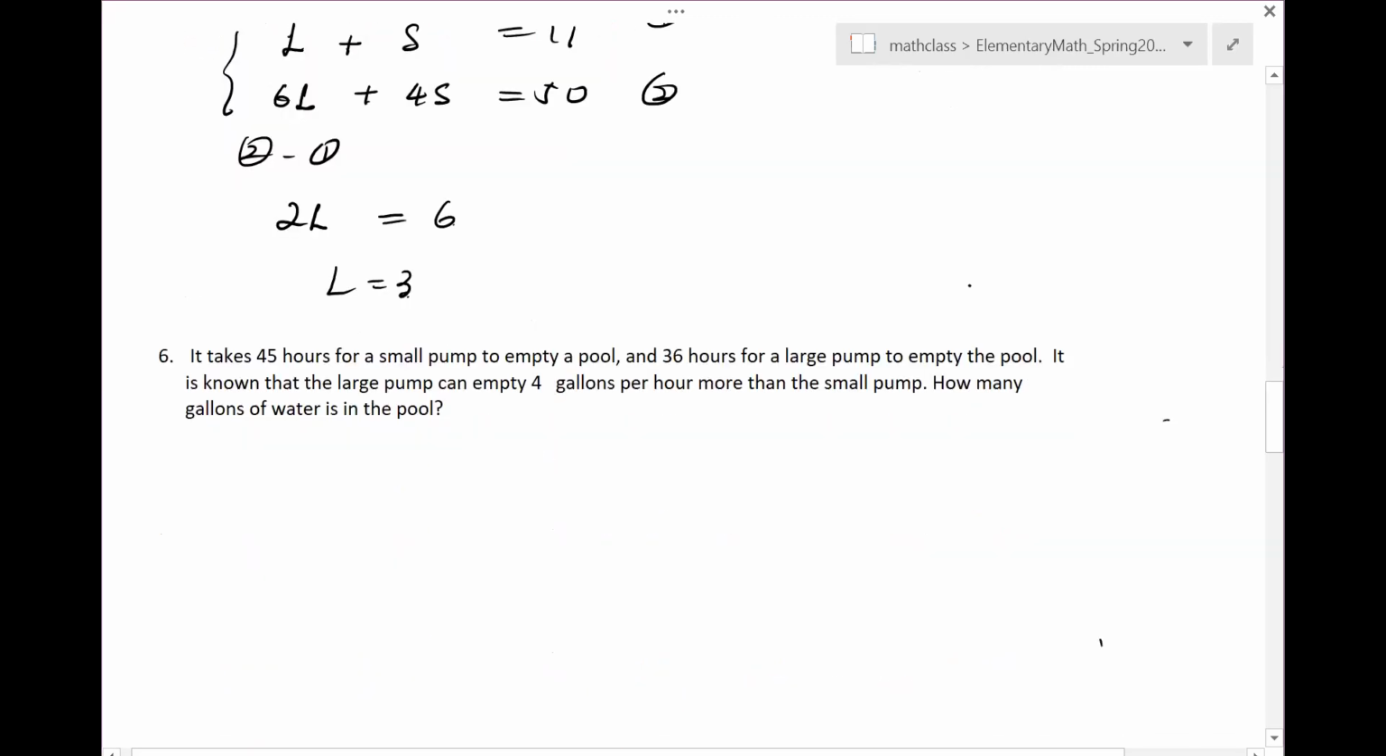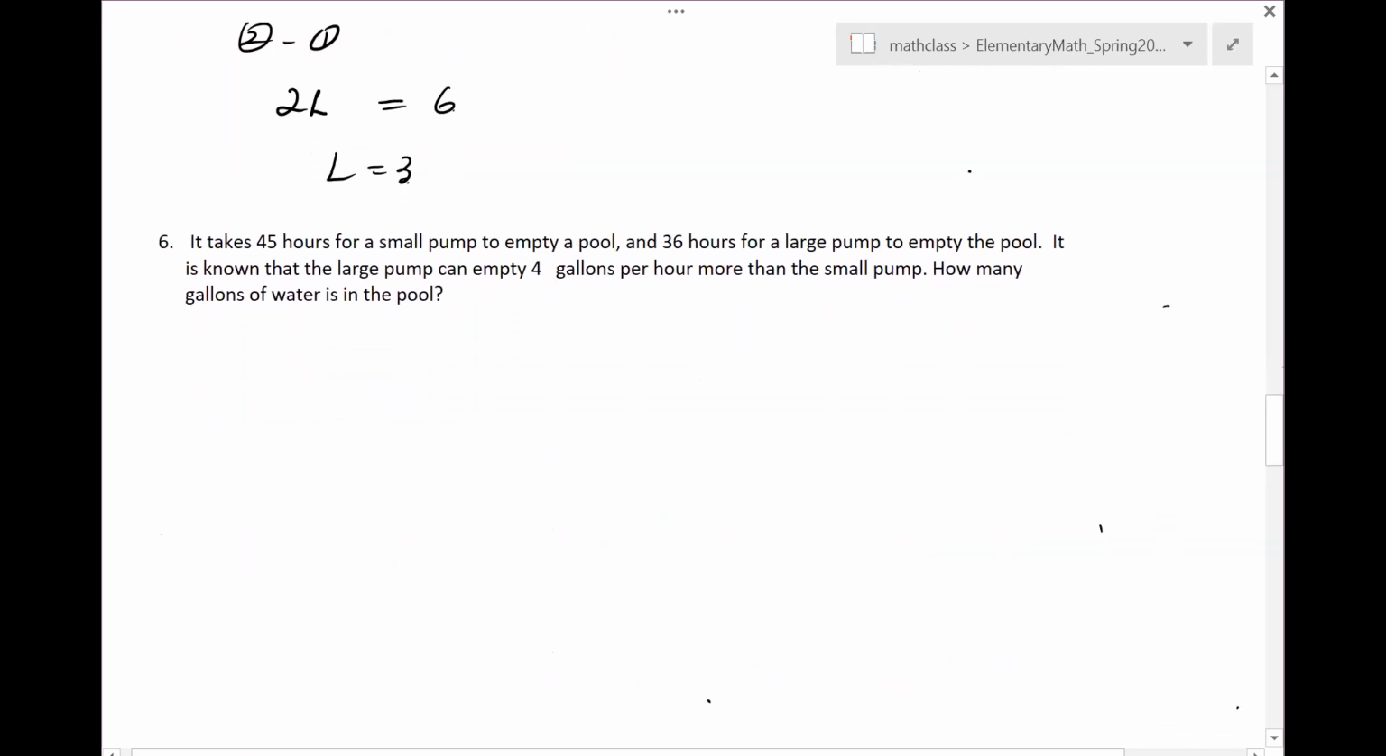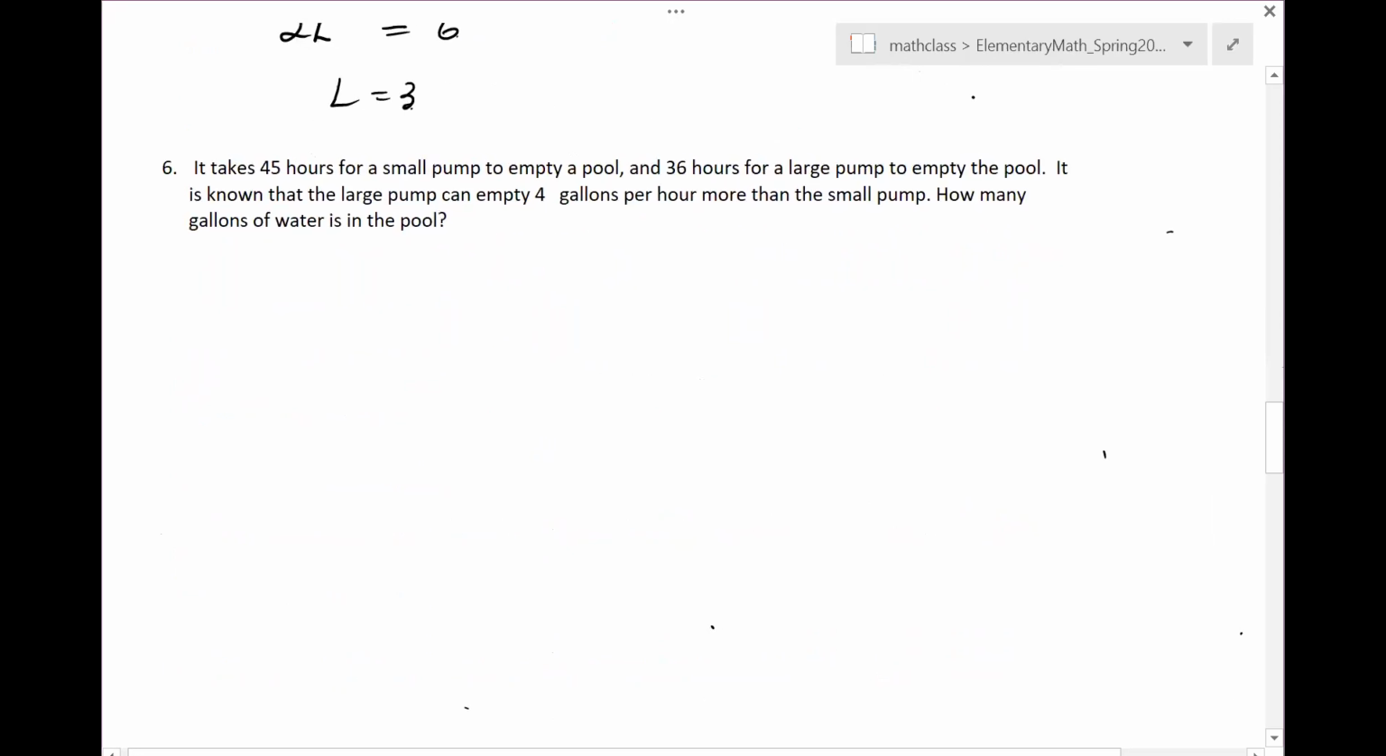All right, so let's continue work on the next problem. It takes 45 hours for a small pump to empty the pool, and 36 hours for the large pump to empty the pool. It is known that the larger pump can empty 4 gallons per hour more than the smaller pump. How many gallons of water are in the pool? Wow.